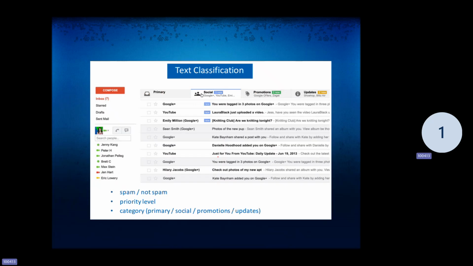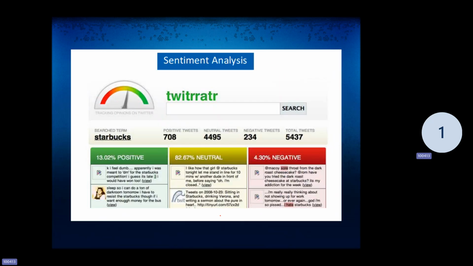So spam, not spam, primary, priority level. For example, if you are getting some recruitment information, on the basis of some keyword, it can find the priority level. Then category: primary, social, promotion, updates. On the basis of keywords, it can segregate your mail into primary, social, promotion, and updates.